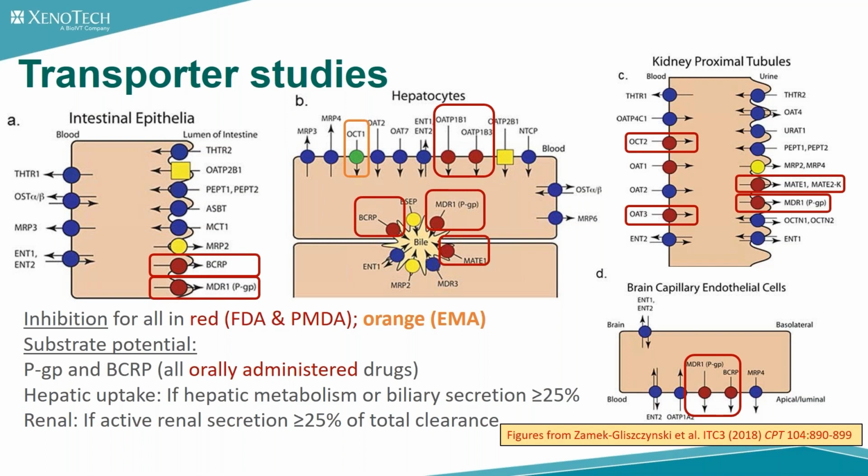The other transporters depend on the route of elimination of the drug. So if the route of elimination of the drug is 25% or greater, either by biliary secretion or by renal secretion, then those transporters additionally also have to be assessed for their substrate potential of the drug. What happens when you don't know excretion? That's something I'll touch on here towards the end of the presentation.